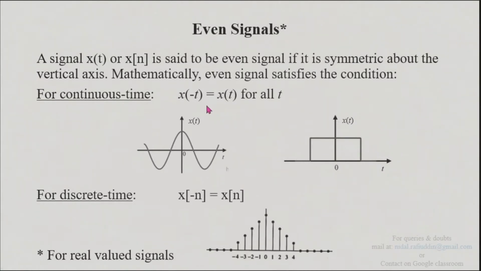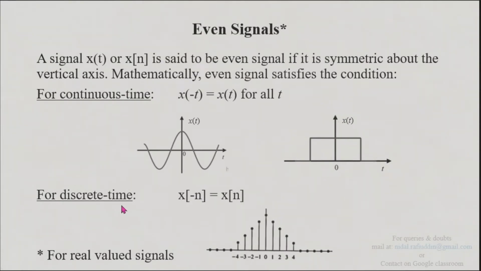So this is a definition that holds for a continuous time domain, and examples are shown here. So we have a signal shown here which is symmetric about the vertical axis, and again another signal which is also symmetric about the vertical axis.